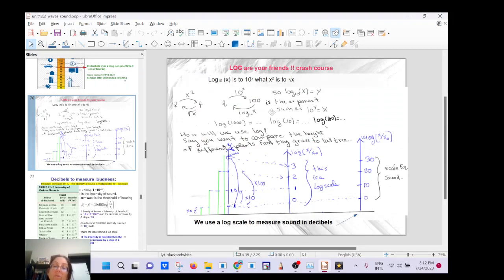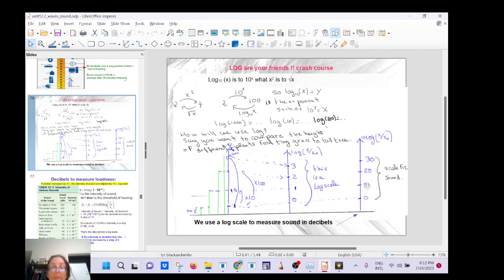So we're going to use log in base 10. For sound, that will be the decibel scale. It means each time you increase by a step of 10, so you add 10, in reality, the sound intensity has been multiplied by 10.